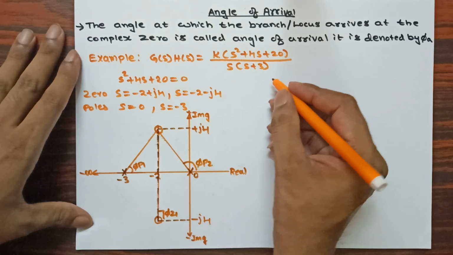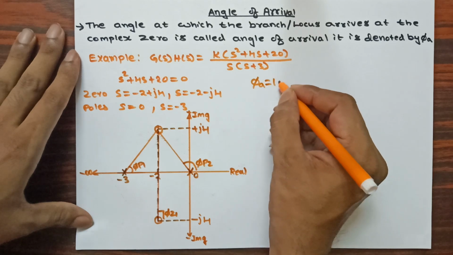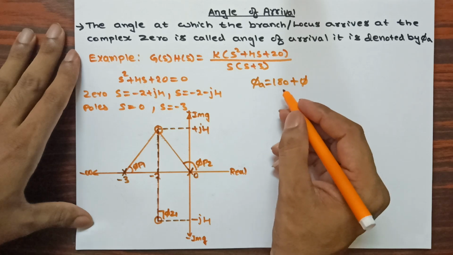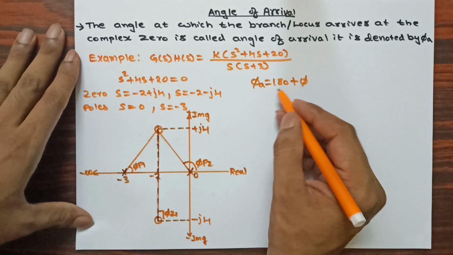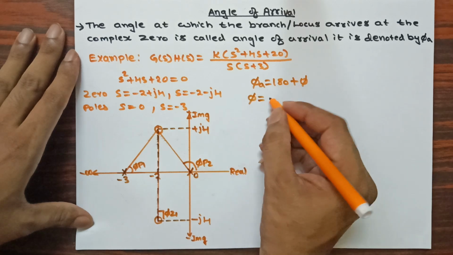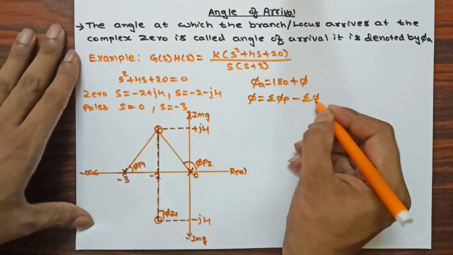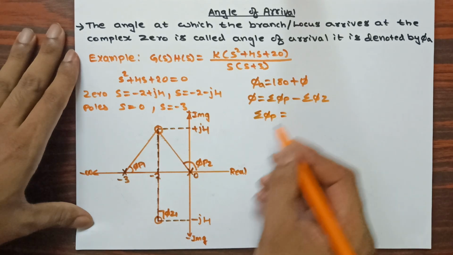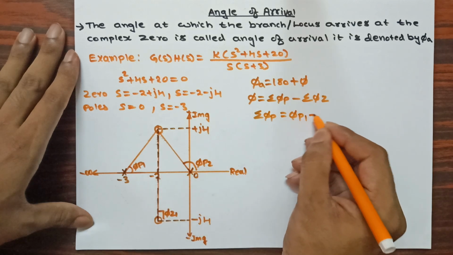Now the formula to calculate angle of arrival is phi a is equal to 180 plus phi. In the angle of departure, we have considered 180 minus phi. For angle of arrival, we need to consider 180 plus phi. And the phi formula remains the same. Phi is equal to summation of phi p minus summation of phi z. Now in this, summation of phi p is equivalent to, I am having two pole angles, that is phi p1 plus phi p2.